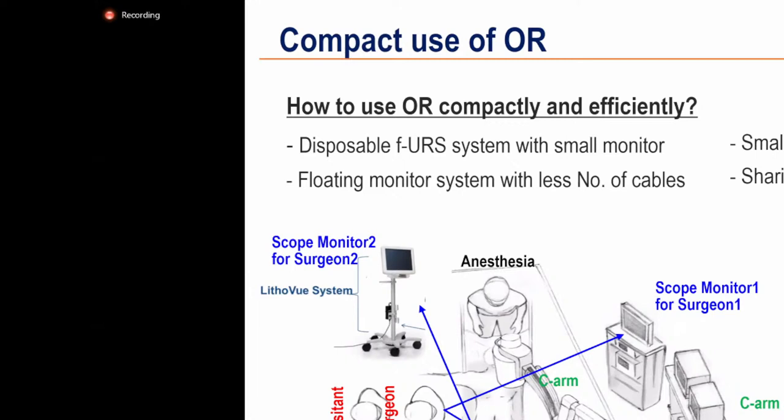But if the stone is not quite different from this situation, we can consider choosing only a single treatment modality to remove the stones first. But we can also prepare for some unexpected situations in the OR, so we always prepare many devices for a single surgeon in the operating room.